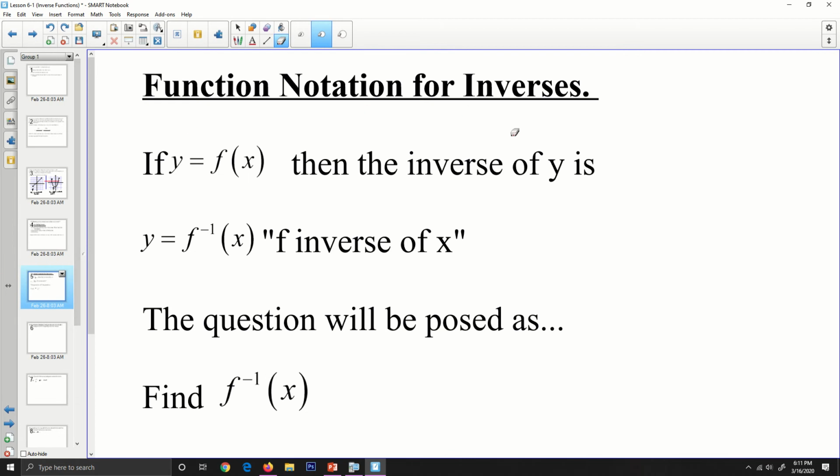So function notation for inverse: if we talk about a function f of x, then the inverse is f inverse, and that's how we read it. We'll use that little notation with a superscript -1 as the inverse. And the question will be posed to you as find f inverse of x given some function.